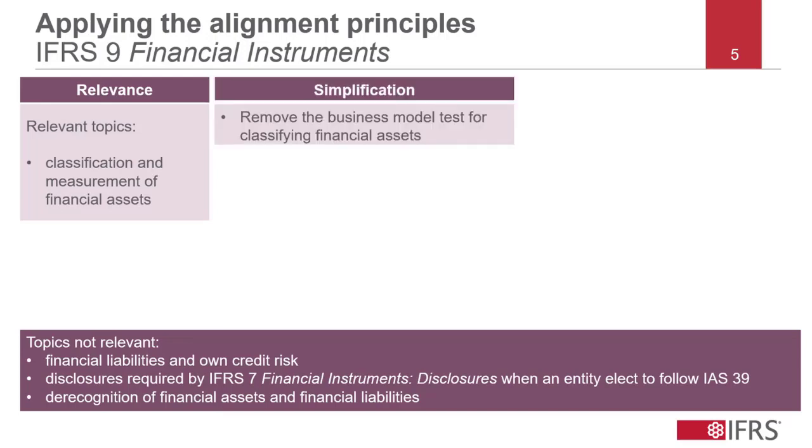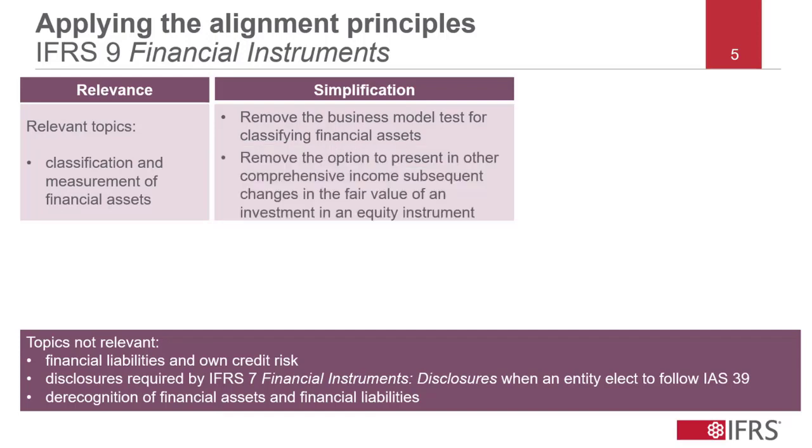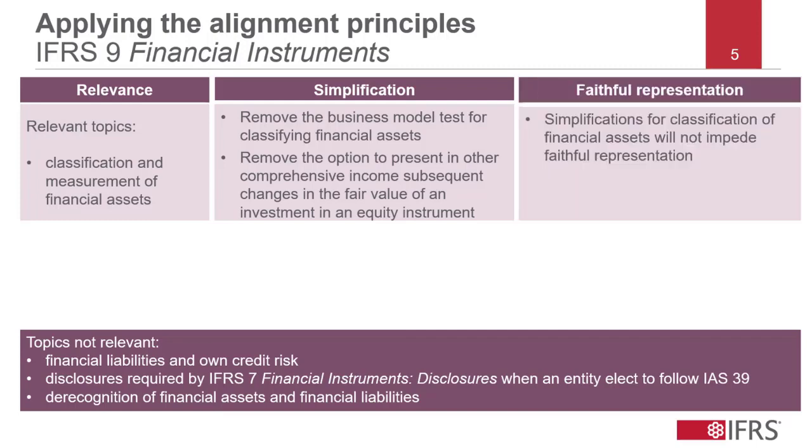First, removing the requirement to determine how financial assets should be classified and measured on the basis of the entity's business model for managing the financial asset. And second, removing the option to present in other comprehensive income subsequent changes in the fair value of an investment in an equity instrument. The board concluded that faithful representation is still achieved by removing the business model assessment because it is unlikely to significantly impact the classification of financial assets held by entities applying the IFRS for SMEs standard.